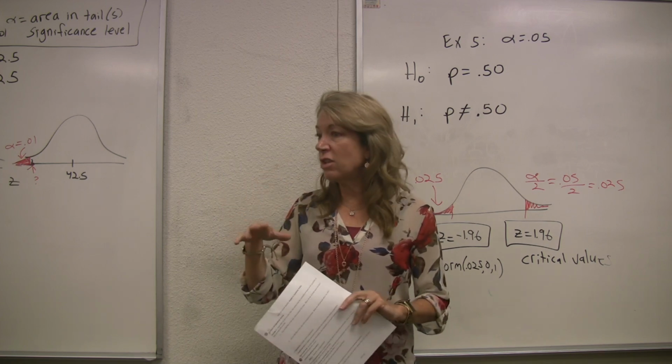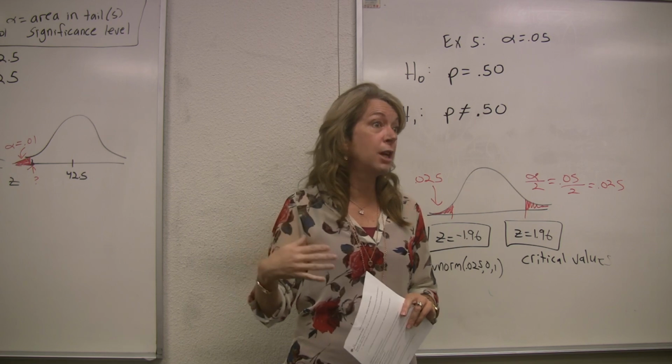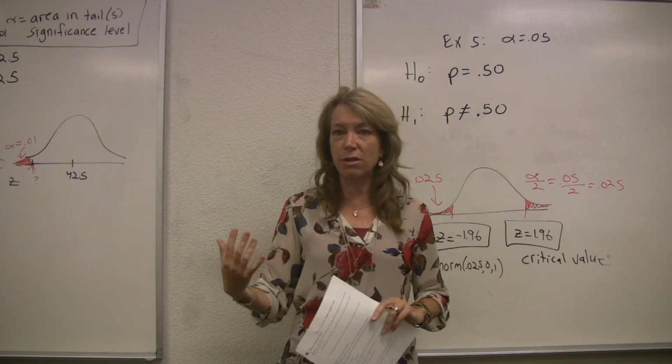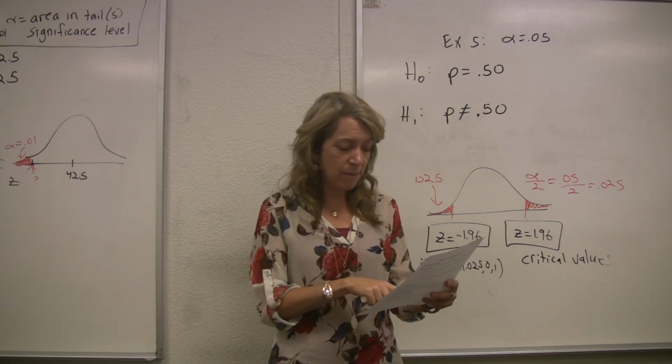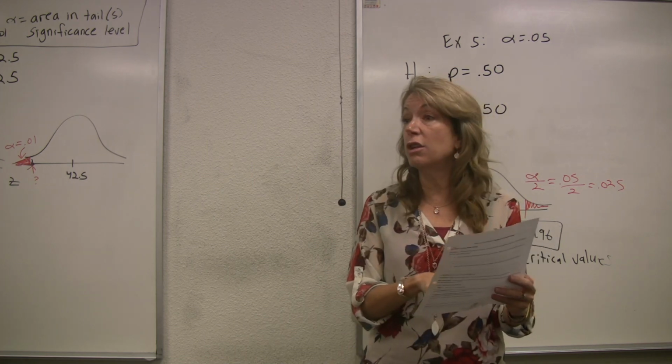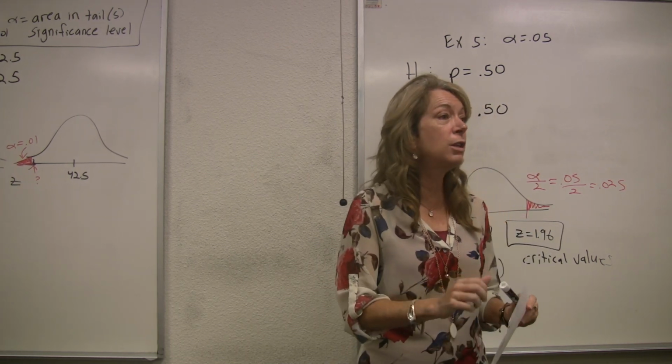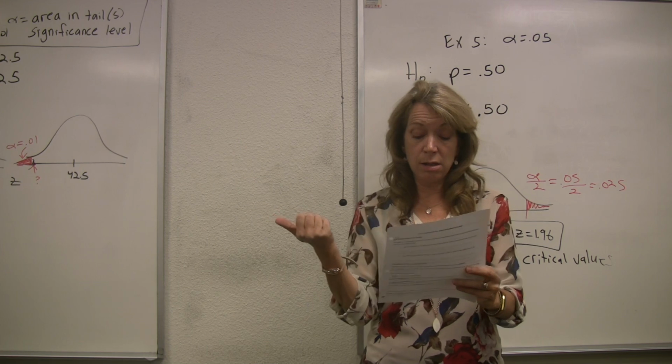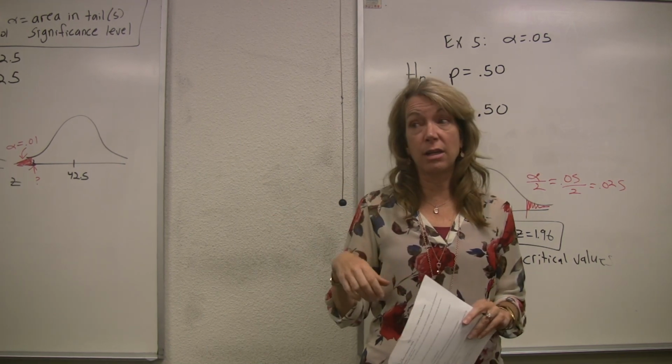And so our decision is, are we going to reject H0 or not? Then we'll decide about the original claim. So that's what it's talking about here. We're always going to decide what to do with the null hypothesis. The only thing you can do is reject it or fail to reject it.